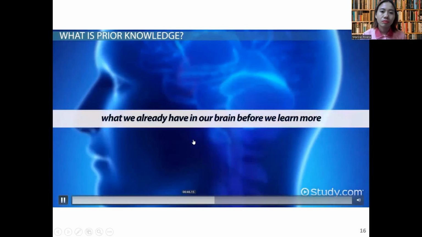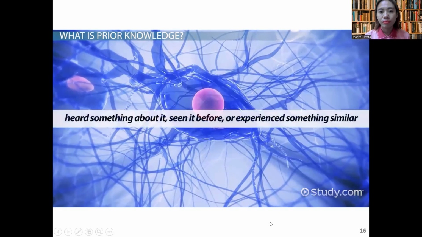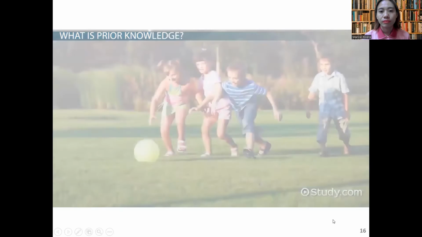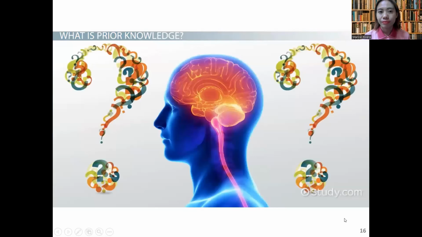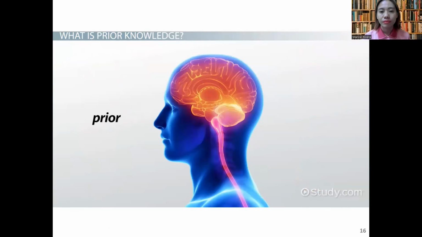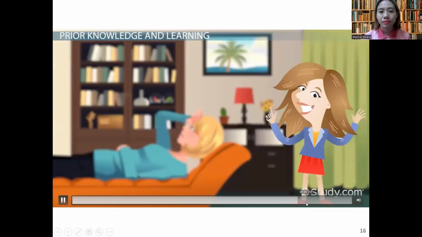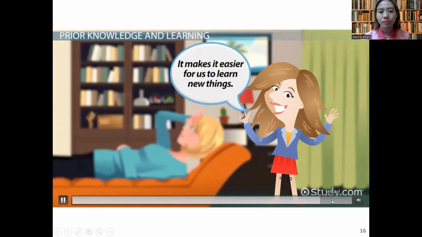It is what we already have in our brain before we learn more. Even when we think we may not know anything about a topic, we may have heard something about it, seen it before, or experienced something similar. Our previous experiences, as limited as they may be, are our prior knowledge. A perfect example is this lesson. You may not have known what prior knowledge was, but you may know what the word prior means, before, and knowledge has to do with information. Your brain starts to make meaning of this by trying to connect it to the words you already know. Psychologists who study how we learn have stated that prior knowledge is the single most important factor in learning. Prior knowledge makes it easier for us to learn new things because of how our brain works.